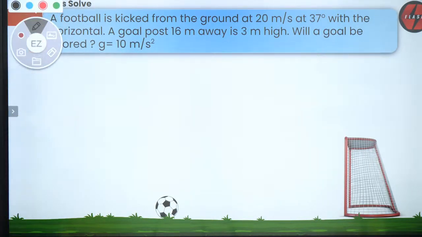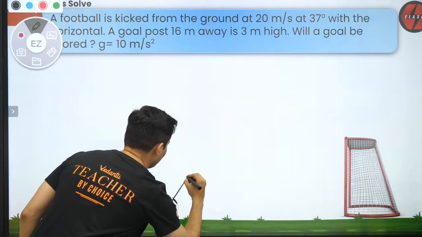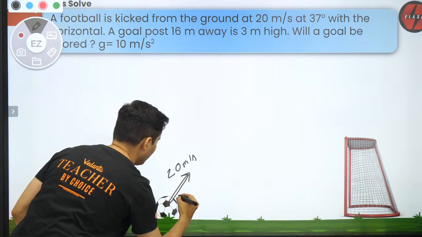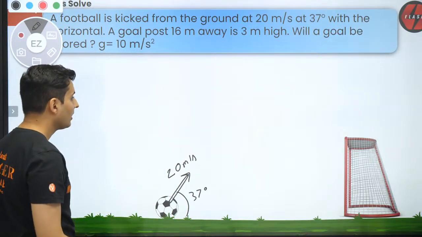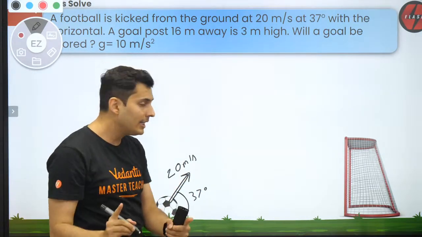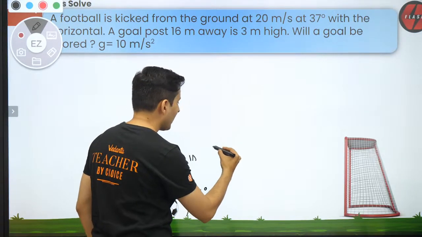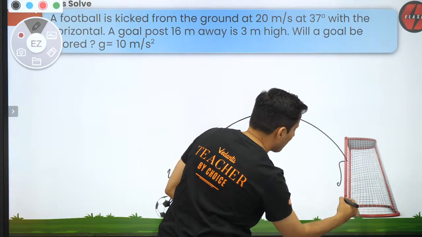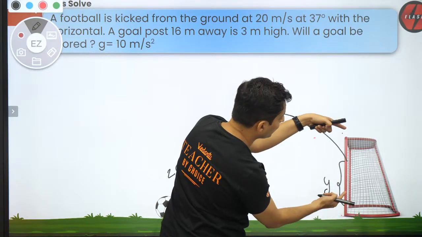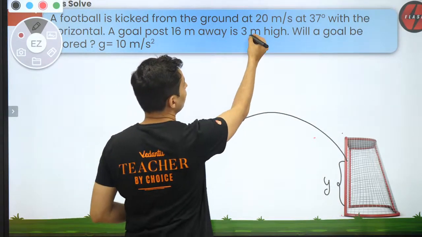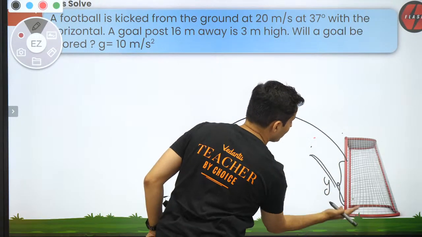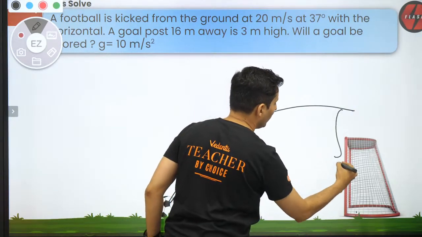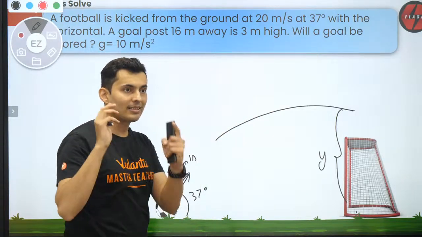Now, think about it. If this ball is projected with a speed of 20 meters per second at an angle of 37 degrees, now what I need is, if this ball enters into the goal, then its y coordinate must be lesser than the goal post height. What is the goal post height? 3 meters. It's given. It should be less. By chance, if the ball does not go inside the goal, then the y coordinate will be more than the value, which is 3.